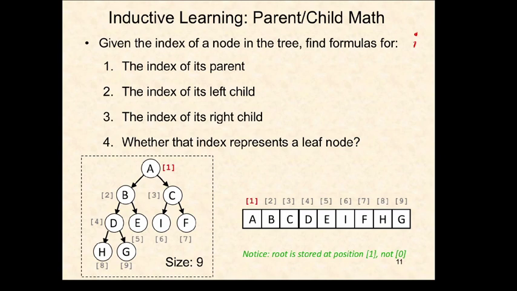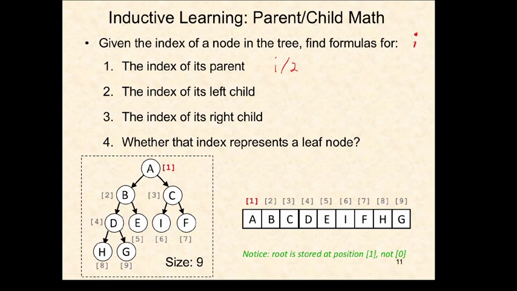Okay, well, we got one set of answers, so let's talk about these. If I've got the index of a parent, let's look at some examples. I look at index 6, its parent is at 3. Index 7, its parent is at 3. So if we do integer I divided by 2, assuming integer division, then that works fine.